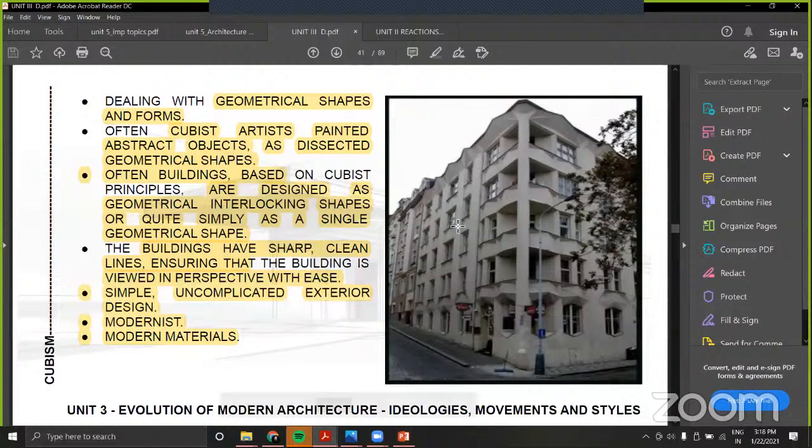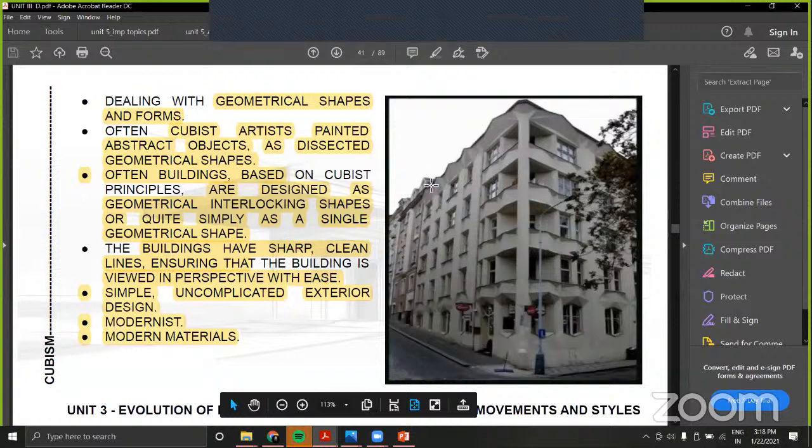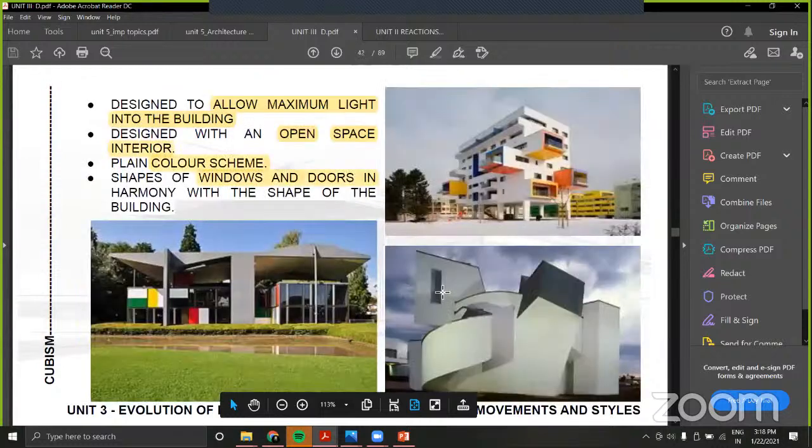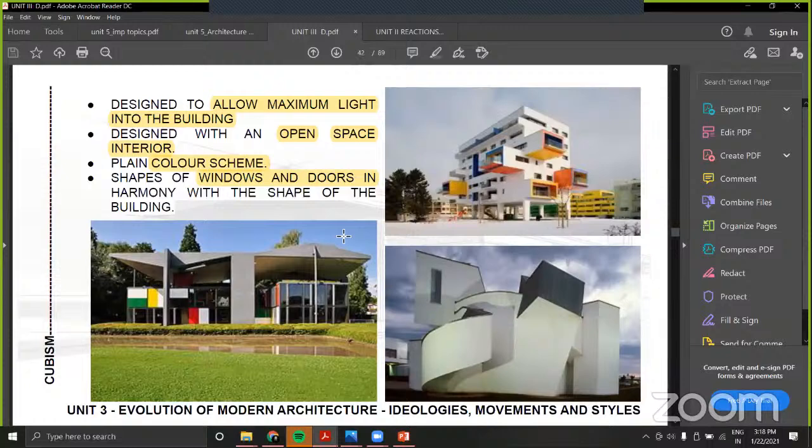These are called straight lines, and these are called horizontal lines. And they also wanted to look into a perspective thing. If you can see here, all the lines emerge into one single point, as we all know, the vanishing point. So in cubism, they wanted to allow maximum light into the building, and also they wanted to design an open space at the exterior, and the color scheme was also followed. Shapes of windows and doors in harmony with the shape of the building.